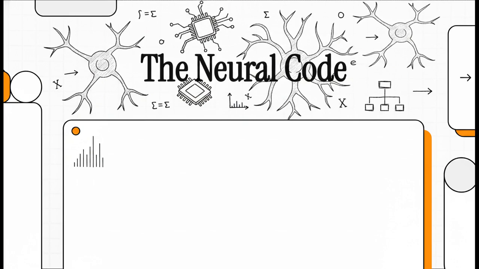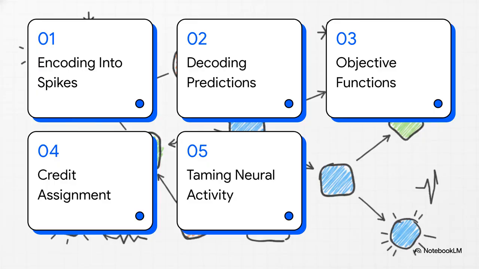We are going step by step through the precise code, the exact mechanisms, and the hardcore calculations behind spiking neural networks. We've got 5 key areas to hit: encoding data into spikes, decoding spikes into predictions, calculating the objective function, solving spatial credit assignment, and finally, taming neural activity.